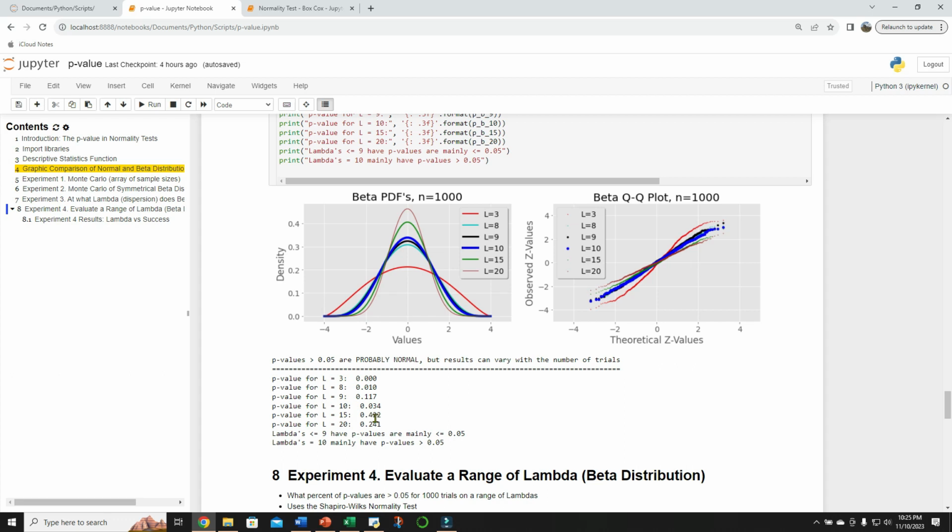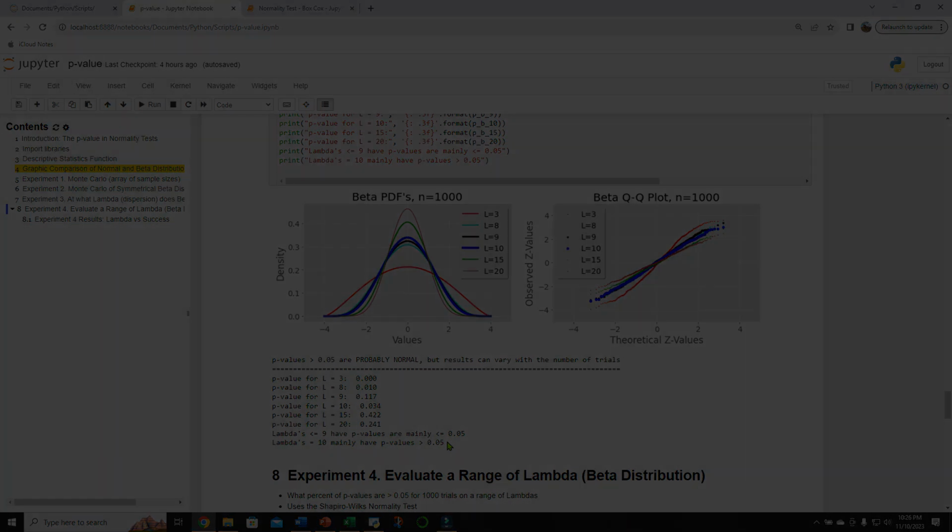Since we're sampling random values, we can get different results in our Monte Carlo each time we run this script. But generally, I found that with lambdas less than or equal to 9, we mainly find p-values less than 0.05. And when they're 10 or greater, we start to see them mainly greater than 0.05.